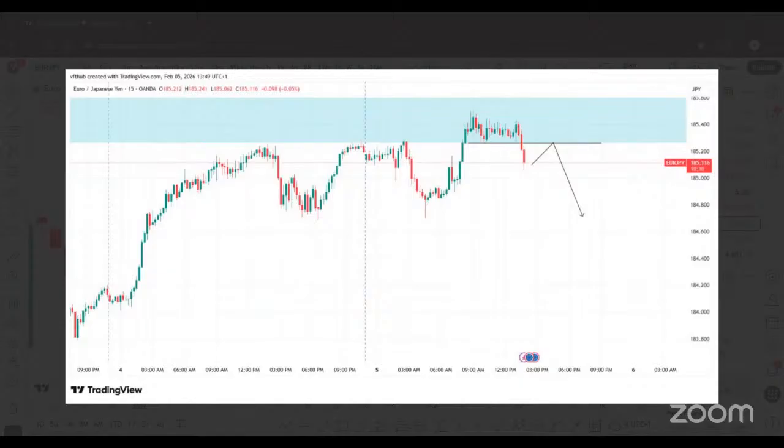So our entry is 185.141. I'm going to type in my stop loss too, so you see where my stop loss is. So I've sent this sell entry here in the comment section. I'm sending the stop loss as well. You can see the stop loss right here, 185.445. So SL is at 185.445. Then our take profit is at 184.407.